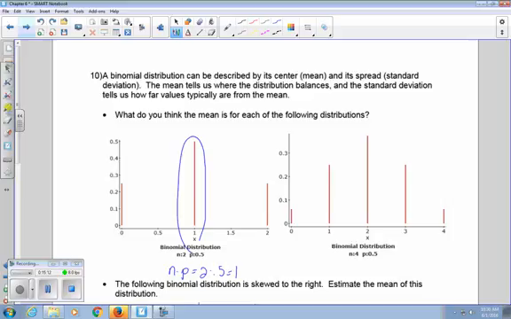And here the mean, the center, is at 2. And again, n times p is 4 times 0.5, which is equal to 2.